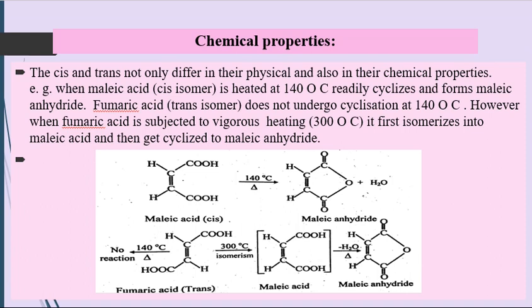This is all about chiral compounds containing two chiral centers, meso compounds, and geometrical isomerism, E and Z designation, and the chemical and physical properties of geometrical isomers.